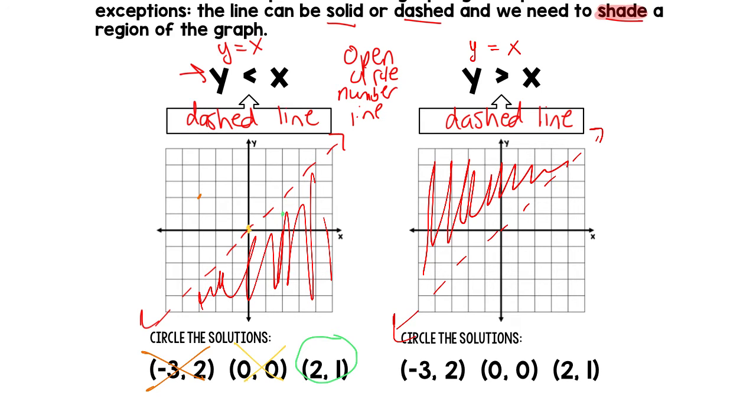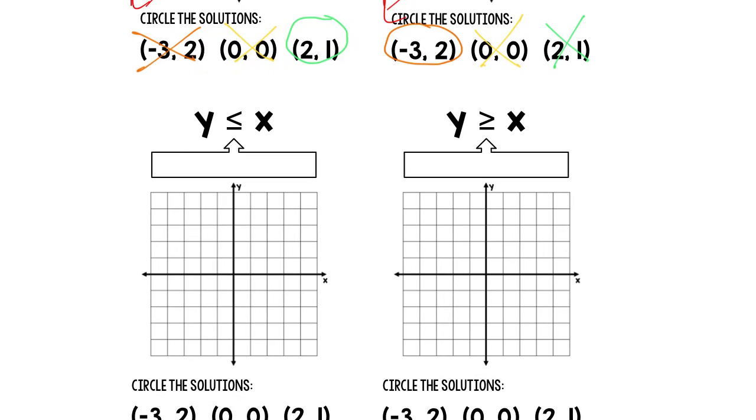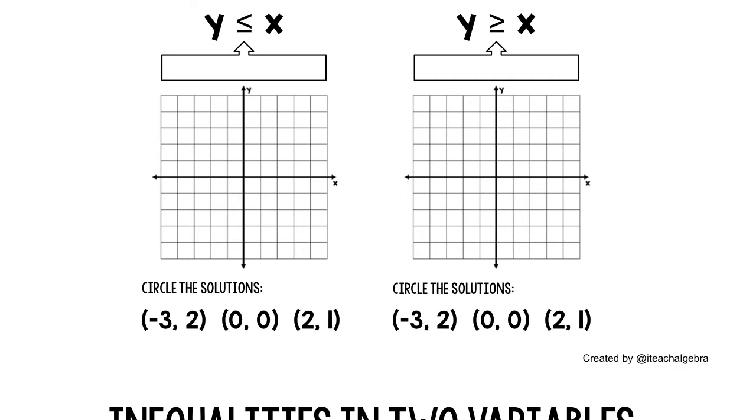Now let's test and see if any of these points are solutions. -3, 2, 3 left, 2 up, right there, definitely a solution. 0, 0 on the dashed line, no solution. 2, 1 below our shaded area, also not a solution. All right, so that's kind of the bare bones of dashed line inequalities. Let's look at the ones with an equals involved.